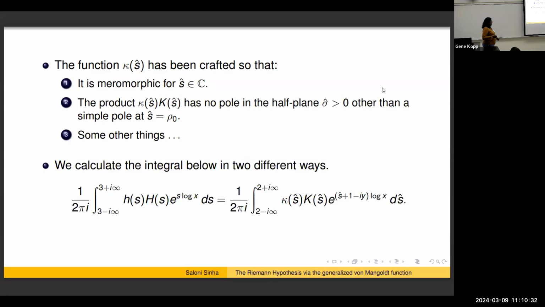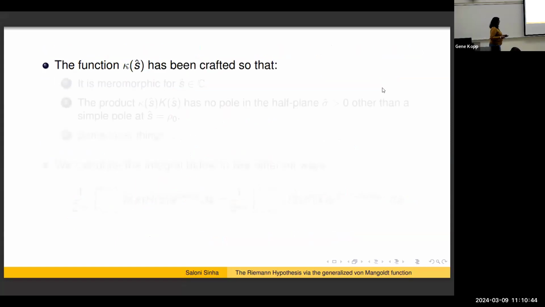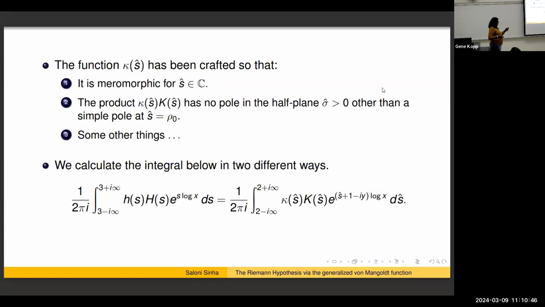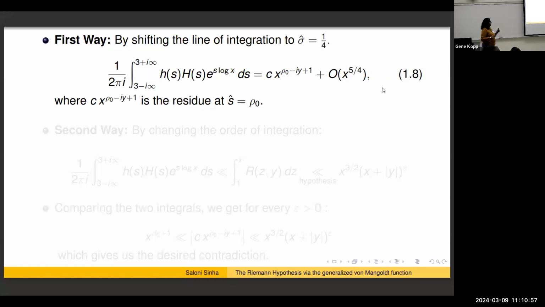So basically what we do is we calculate this integral. I didn't mention this before, but small h of s is again some sort of a translation of kappa. So we calculate this integral below in two different ways, and then we compare them. The first way is by shifting the line of integration to sigma hat equals 1/4. Sigma is the real part of s hat.